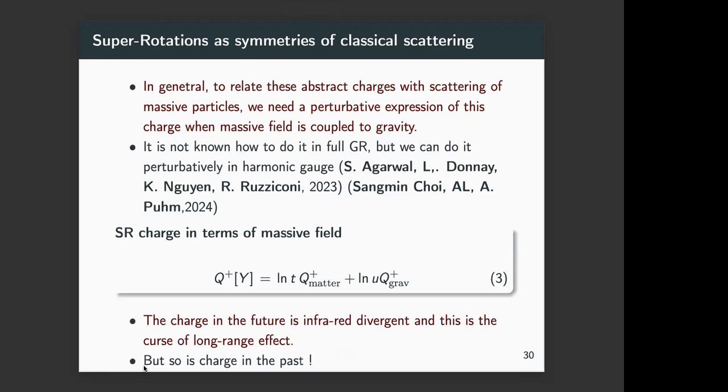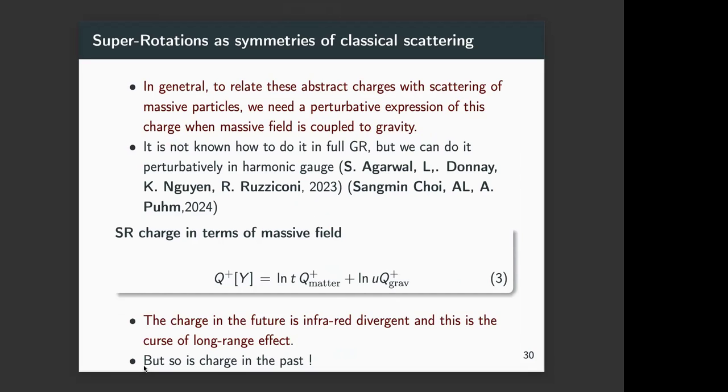But in general, when we don't assume that peeling is preserved and we have this polyhomogeneous spacetime, if you want to generally relate these abstract charges in terms of these Weyl scalars to scattering data of massive particles, we need to have some perturbative expressions in terms of, let's say, massive fields or massive particles which leak out at infinity. We do not know at this point how to do this in full GR, it's important to emphasize, but we can do it perturbatively.